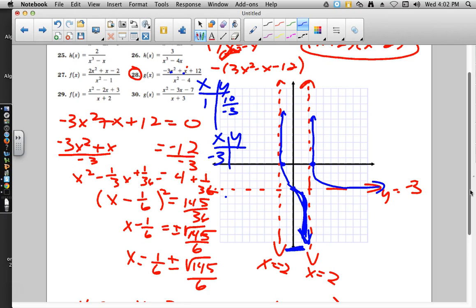-27 minus 3 is -30, plus 12 is -18, and then -3 squared would be 9, and 9 minus 4 is 5. And that's going to give us -3 3/5. So 1, 2, 3 3/5. And of course, we know that those asymptotes are going to work for those branches, and so that will take us in there.